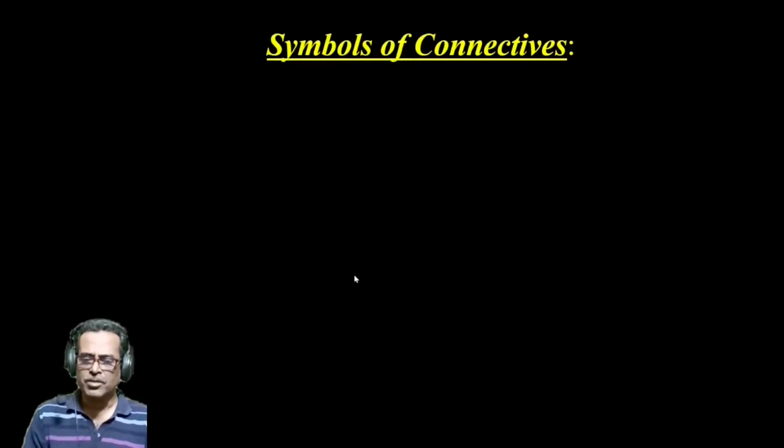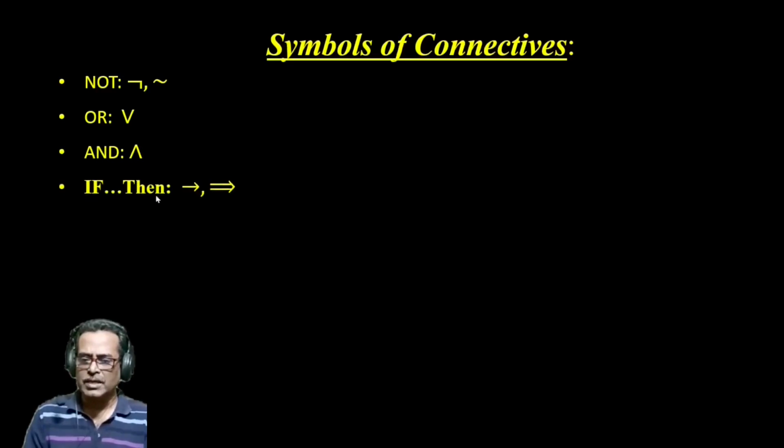Next, symbols of connectives. Symbol of not, either this or this. These are the symbols of not. This V is the symbol of or. Inverted V is the symbol of and. If then is also called implies. If then or implies, single arrow or double arrow. This is implies. Next, if and only if. These are the symbols of if and only if.